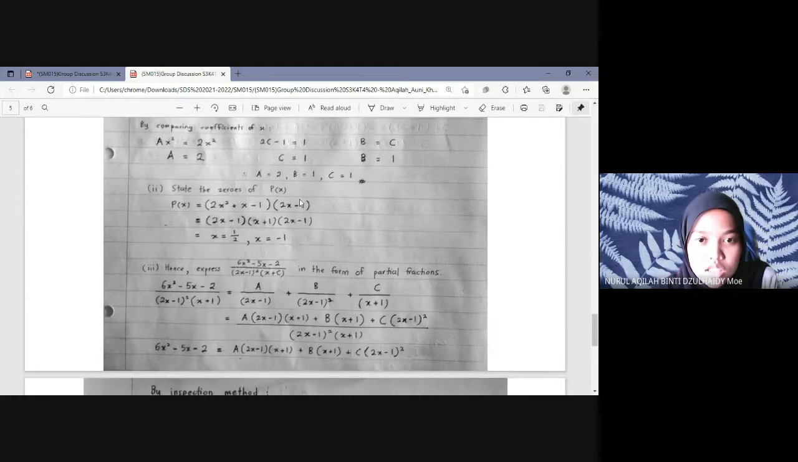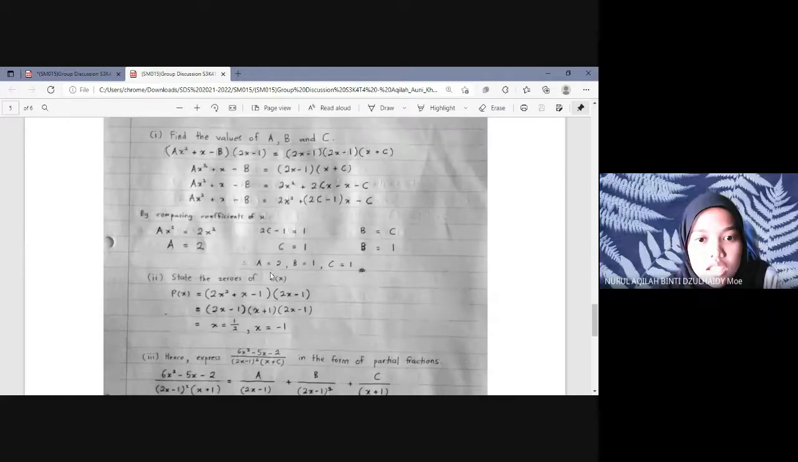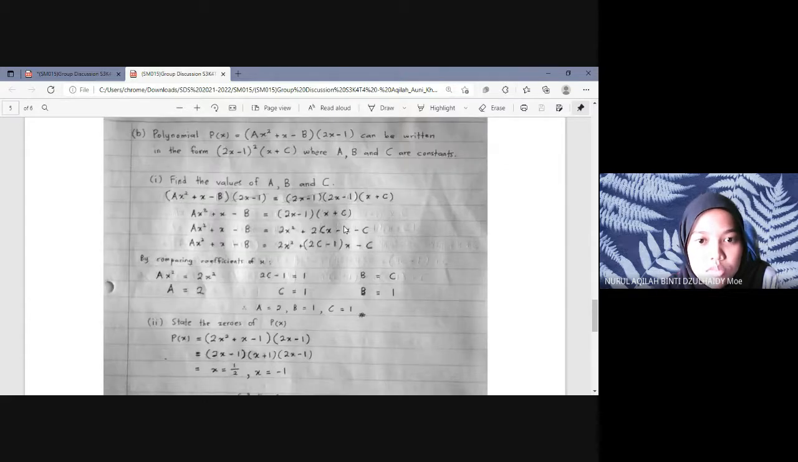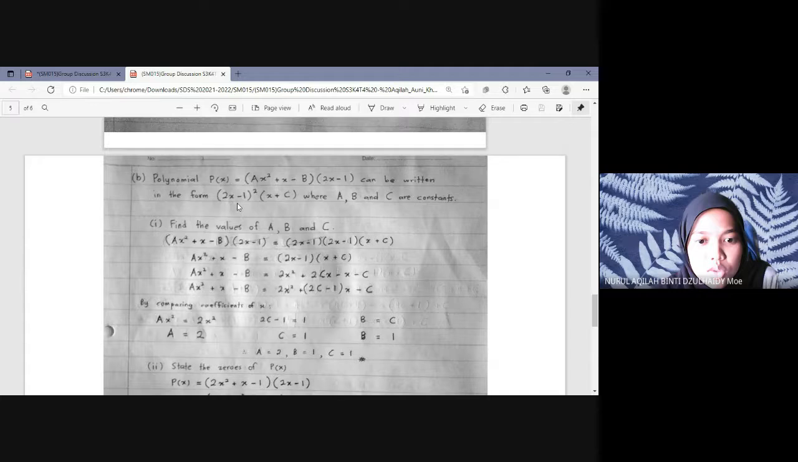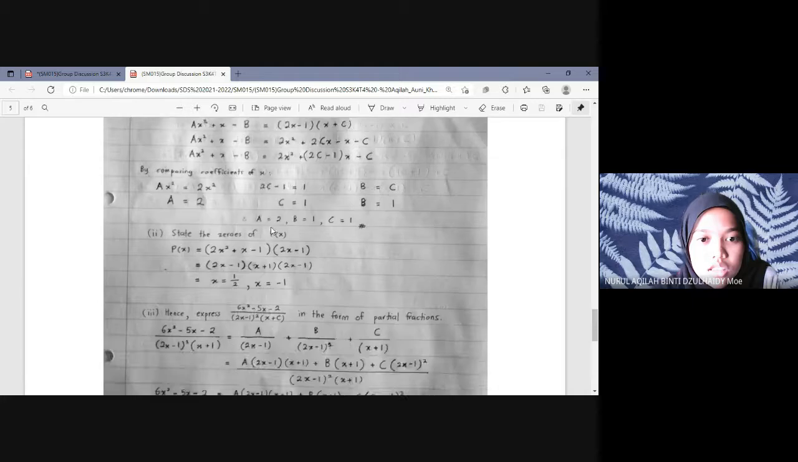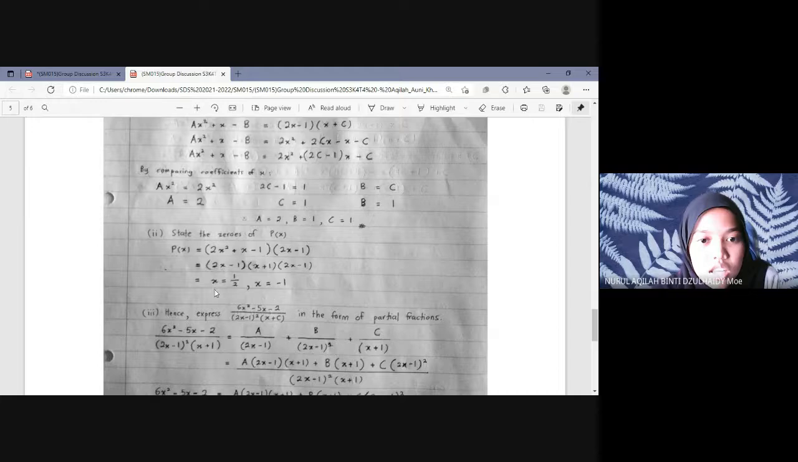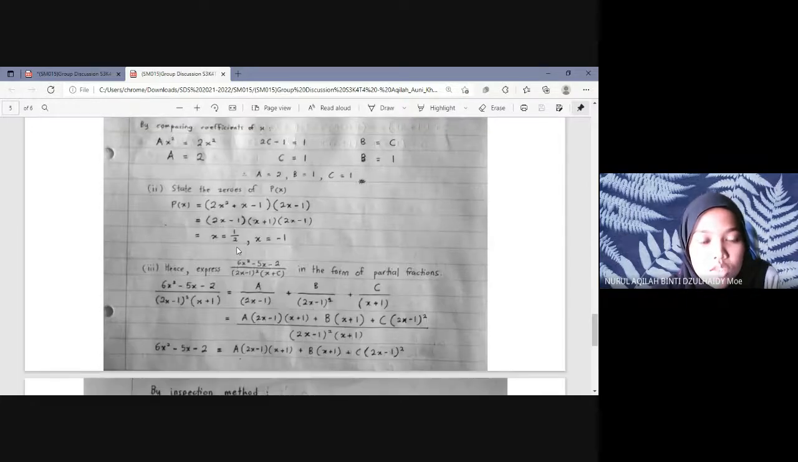So the second question, state the zeros of p(x). I substituted all of these values into this equation, and then p(x) equals 2x squared plus x minus 1 times 2x minus 1. Then I factorize it, and then I've got the value of x, which is x equals 1 over 2 and x equals negative 1.